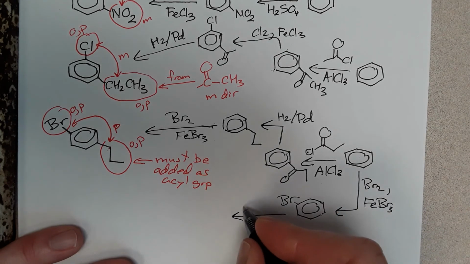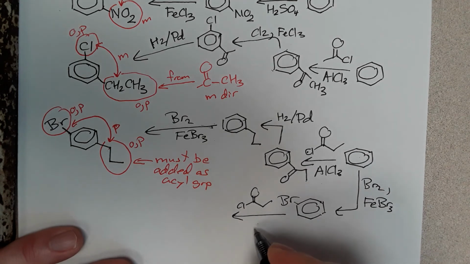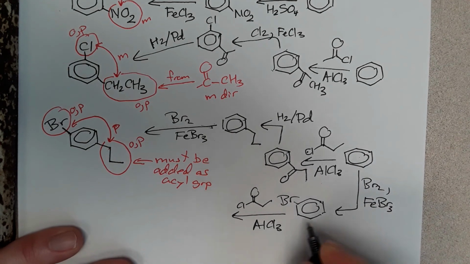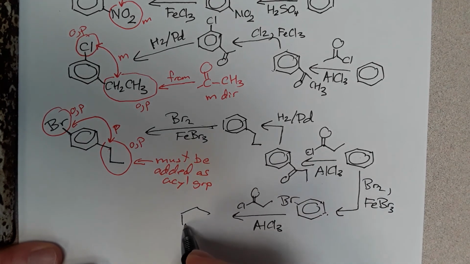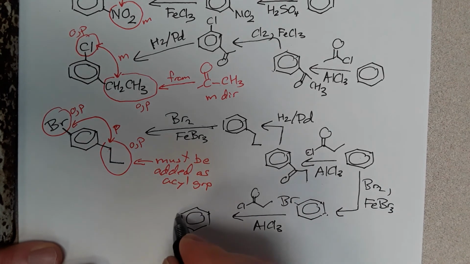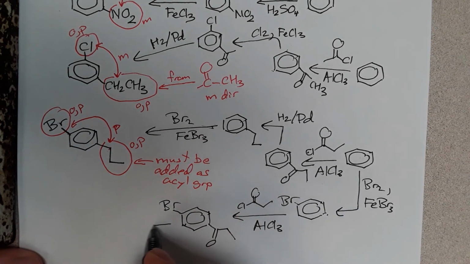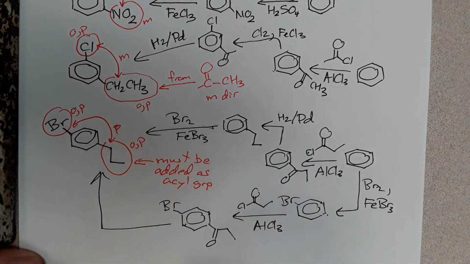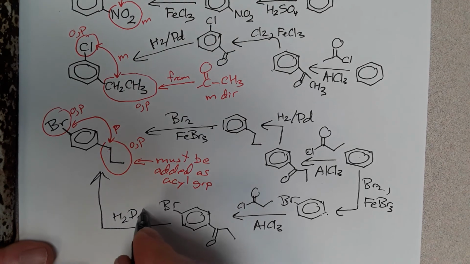Then add our acyl group, Friedel-Crafts acylation, ortho-para director, directing in that position. And then reducing it to the alkyl group by hydrogen and palladium.